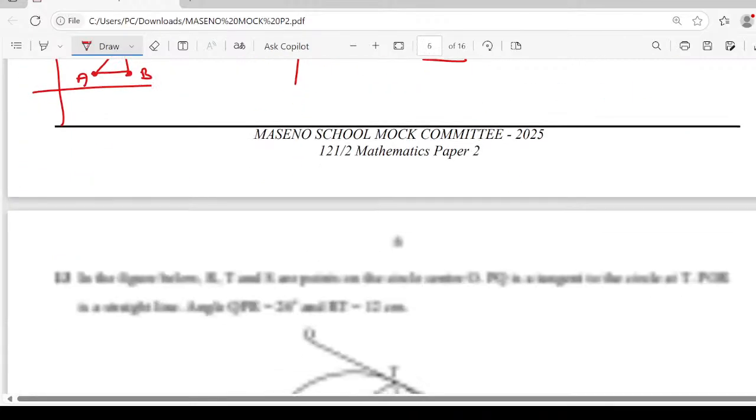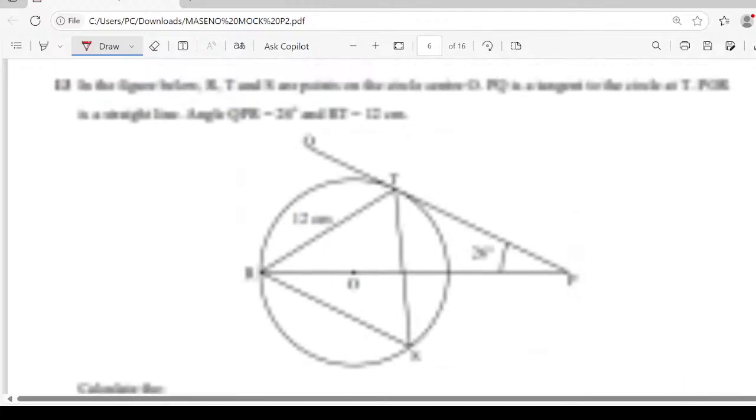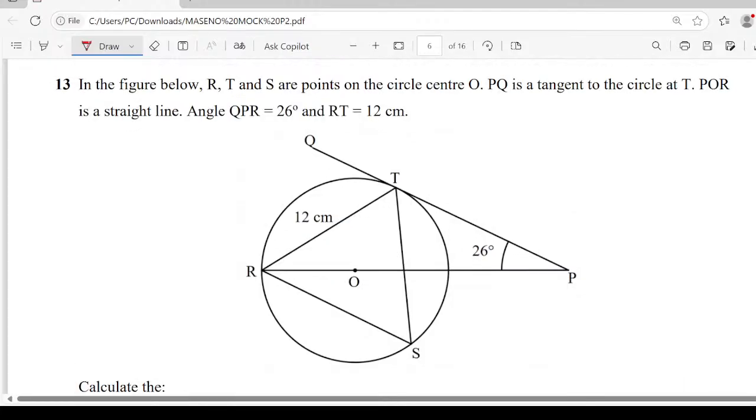Question number 13. Let's move quite faster. In the figure below, R, S, T are points on the circle center O. PQ is a tangent. You can see the tangent to the circle at T. POR is a straight line. Remember, O is the center. Angle PQR is 26.